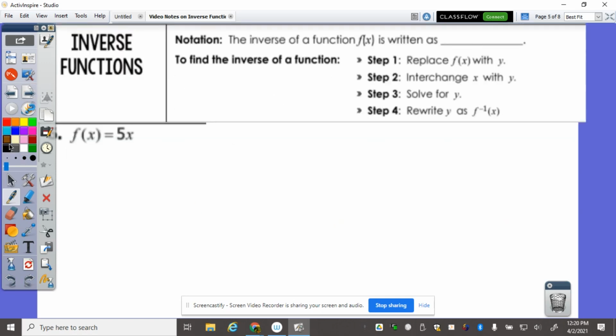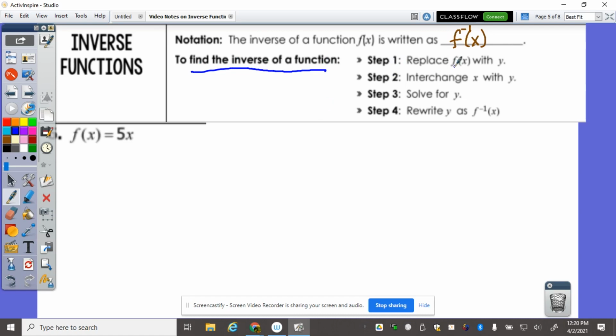Okay, the main thing about this one is finding the inverse of a given function. The inverse of a function f of x is written as f of x also, but there should be a negative one as an exponent of the f, and we read that as inverse of f of x. Here are the steps in finding the inverse of a function.